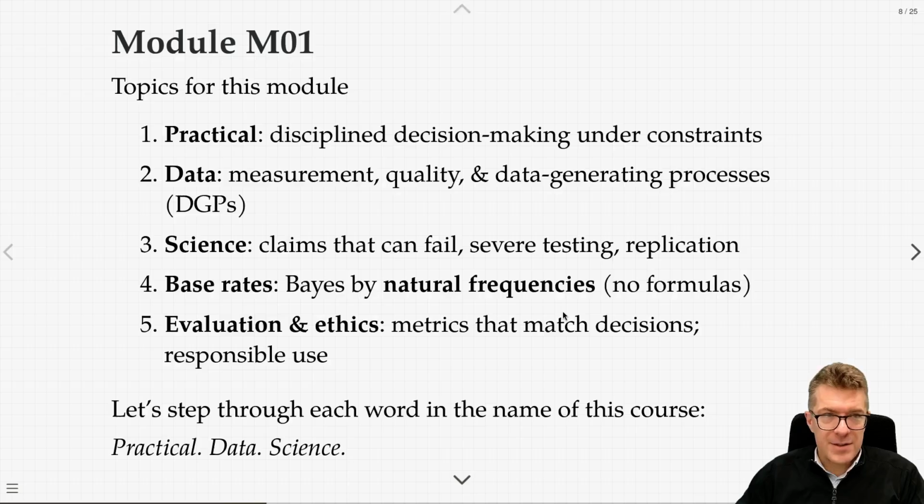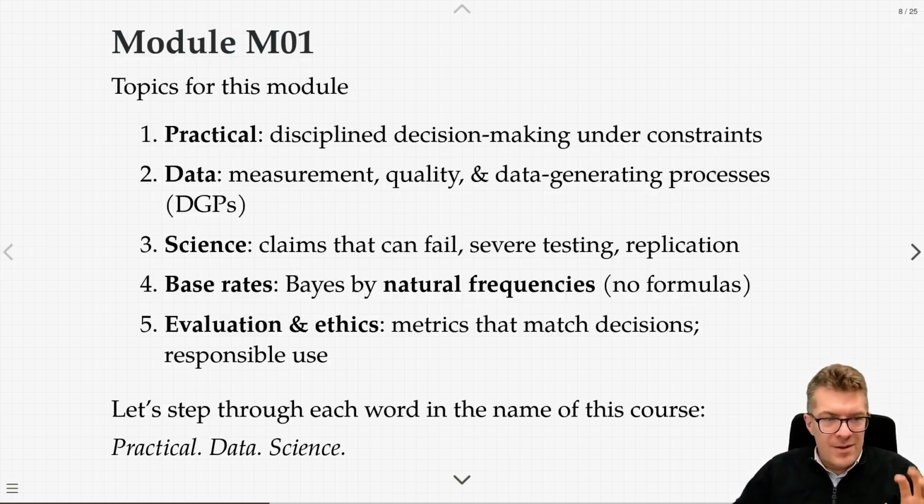So, practical data science. For this module, we'll talk about what it means to be practical and make principled and disciplined decision making under constraints. We'll talk about data. We'll talk about science. We will talk a little bit about base rates. I mentioned Bayes here. That's maybe getting a bit ahead of ourselves, but Bayesian thinking is a way to think about data and statistics that helps us avoid the traps we saw a few moments ago. We'll talk a little bit about evaluation and ethics, but really all of these are topics that will come up over and over again throughout the semester, throughout this course.